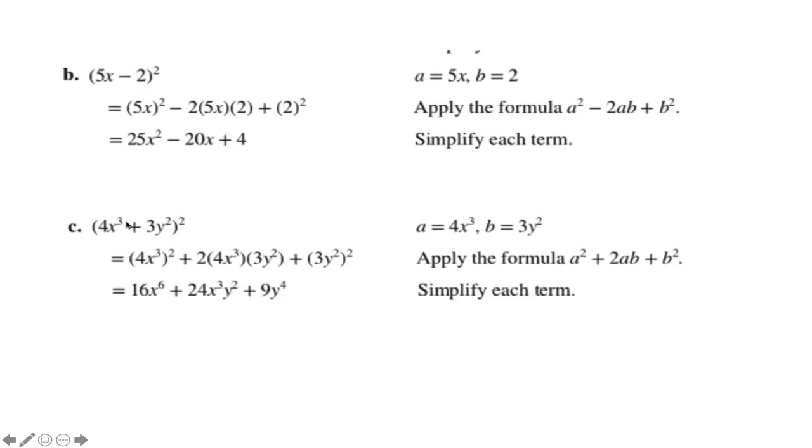Same thing here, the first term is being squared, the last term is being squared here, and then these two terms right here, you multiply and then you double it.